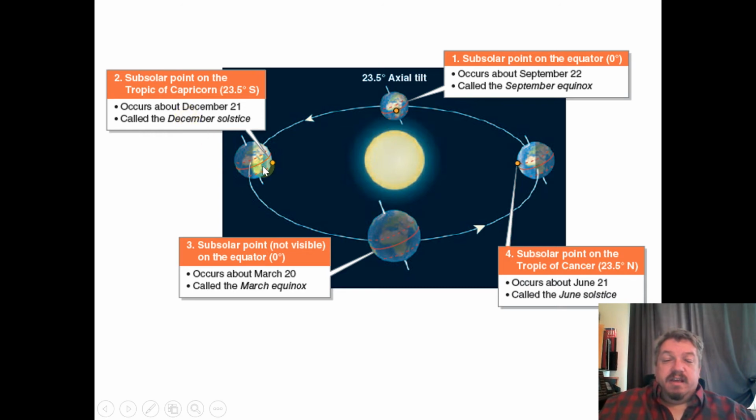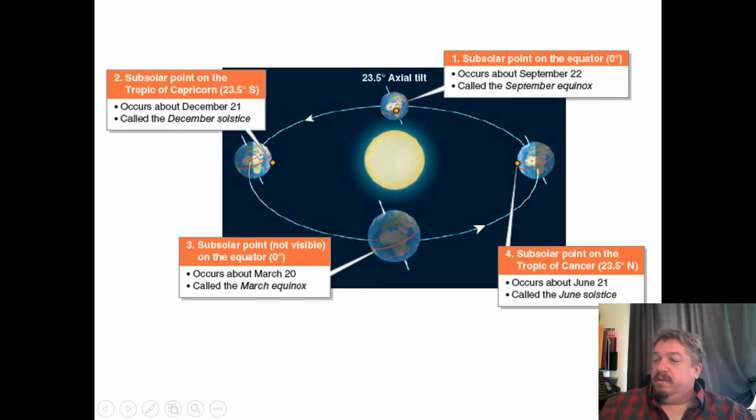Conversely, 6 months later, on June 21st, the northern half of the planet is tilted as close to the sun as it will be. Now the subsolar point is about 23.5 degrees north on the Tropic of Cancer. So the subsolar point migrates north and south over the course of the year.